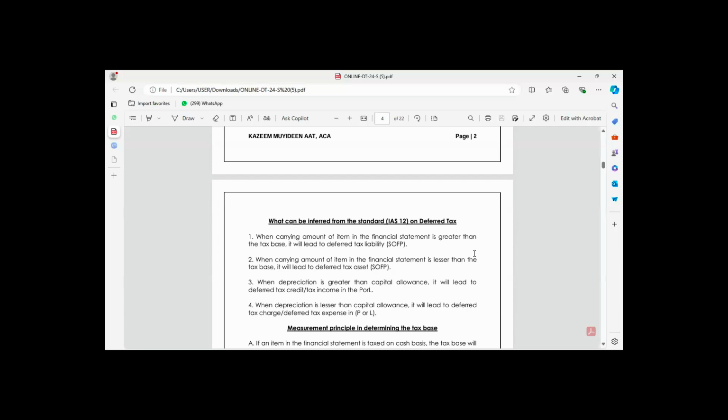Now, this is the background of IAS 12. Part of the background, let me put it that way. Part of what you need to know as the basis. Now, there are several ways in which questions can be tested, but we narrow it down to about 8 of them.